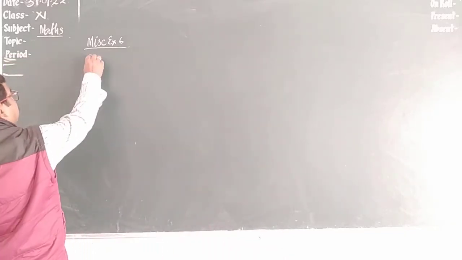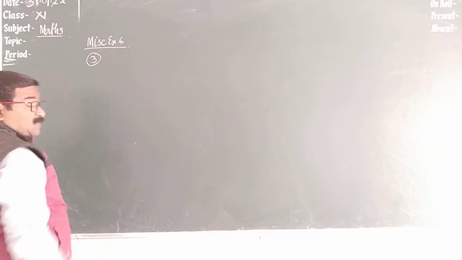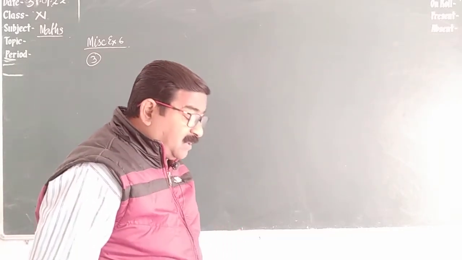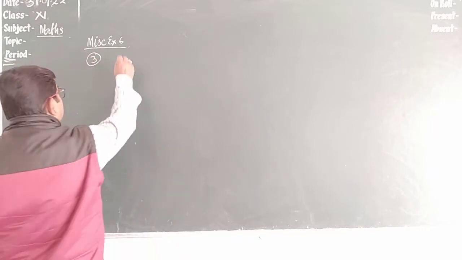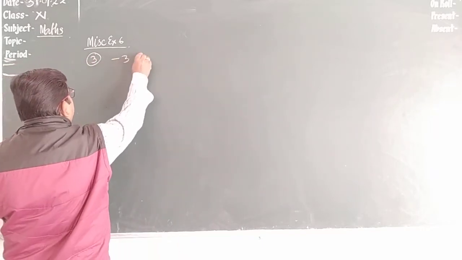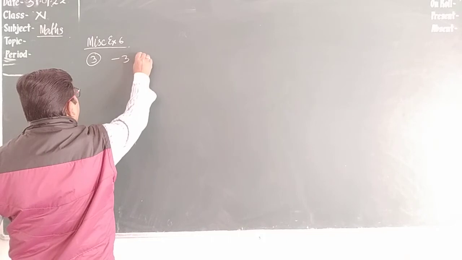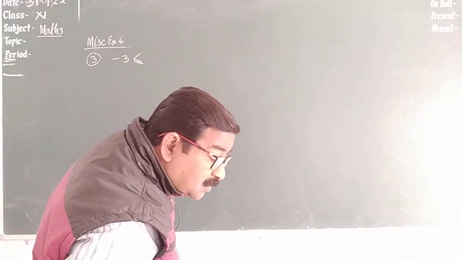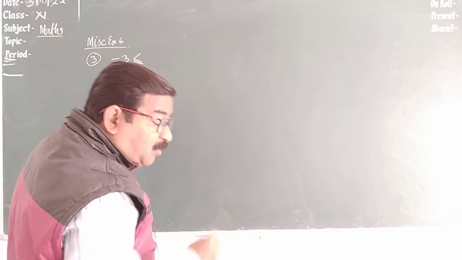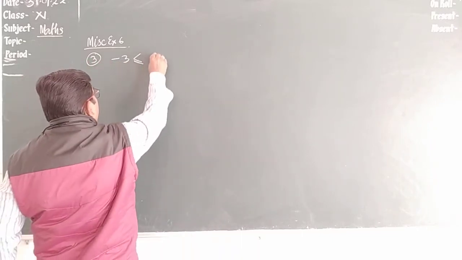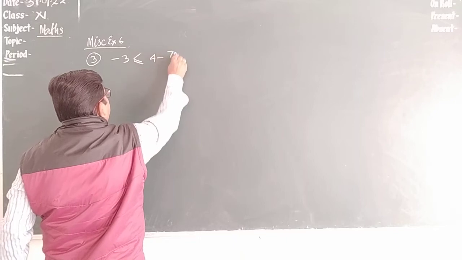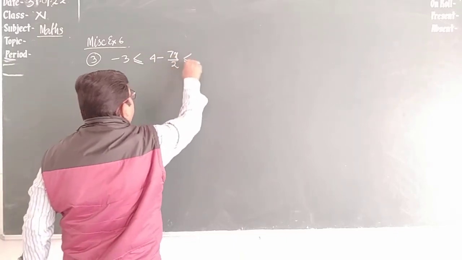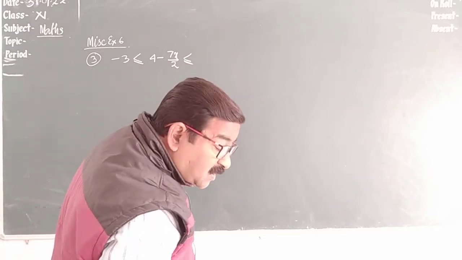Third question, we are given minus 3 is less than or equal to 4 minus 7x upon 2 is less than or equal to 18.